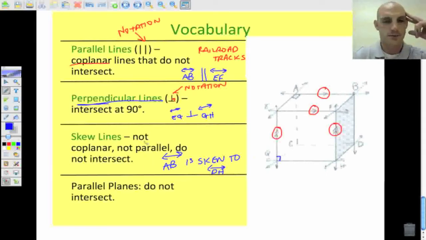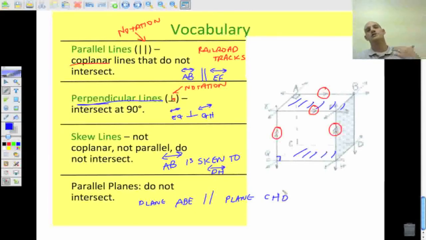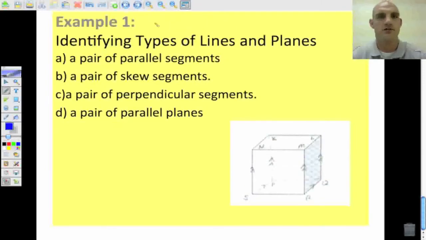They do not intersect. Parallel planes do not intersect. So I could say plane ABE, which is my top plane here. Okay, this plane here. And the parallel plane to it, what about this bottom one down here? They're parallel. So I'm going to say plane CHD. Okay? So that's kind of how this works. This is our basic notation for this chapter.